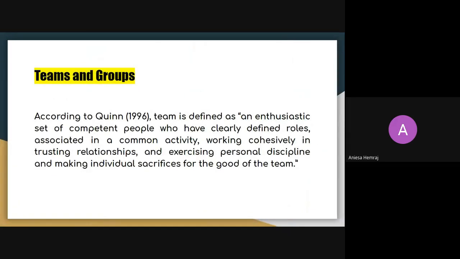According to Quinn, a team is defined as an enthusiastic set of competent people who have clearly defined roles associated in a common activity, working cohesively in their trusting relationships, and exercising personal discipline and making individual sacrifices for the good of the team.